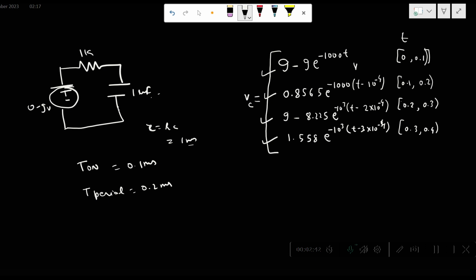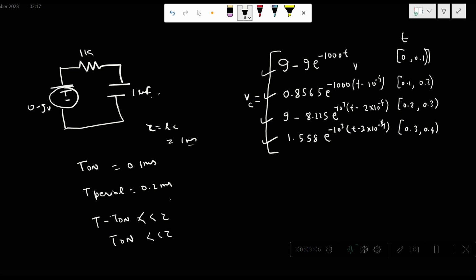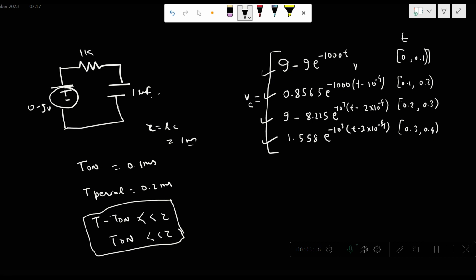Now, if you compare the time period and the T on, we can say that the T on is much lesser than the tau, and T minus T on, or T minus pulse width, is also much lesser than the tau. So you can see the T on as well as T minus T on are both much lesser than the tau time constant. Therefore, the capacitor will neither fully charge nor completely discharge. So let's try to understand with the simulation of the RC circuit in LTspice, and analyze this at the same time.